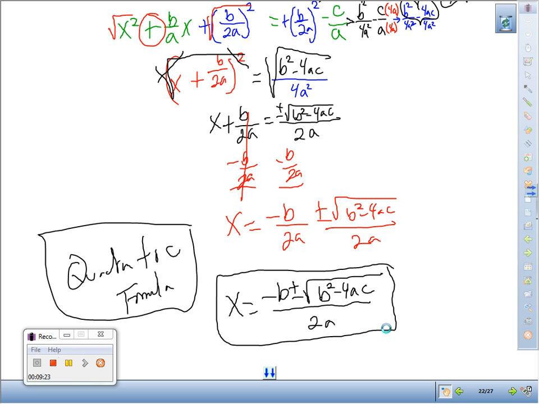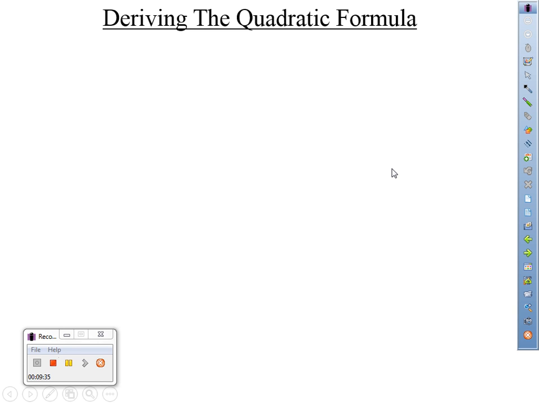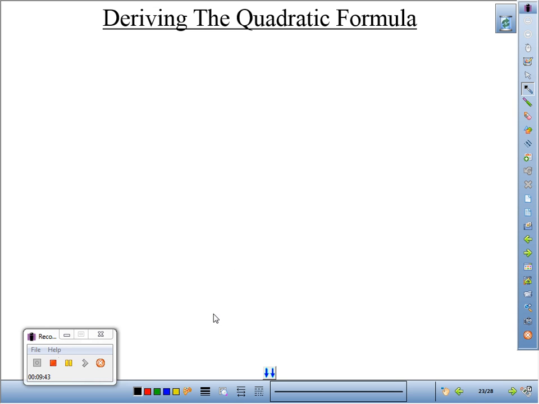Everybody got it? Yeah. So with that said, turn your paper over. Let's do it again. Oh, no. Title it Deriving the Quadratic Formula on the back side. Use the force.